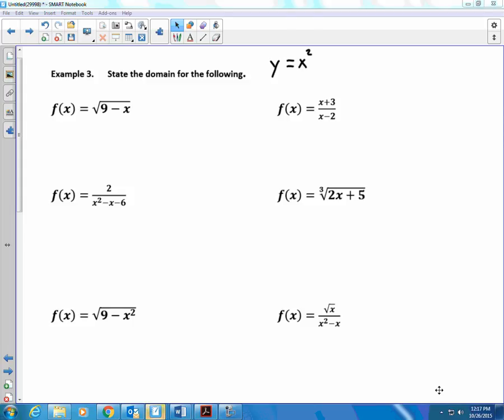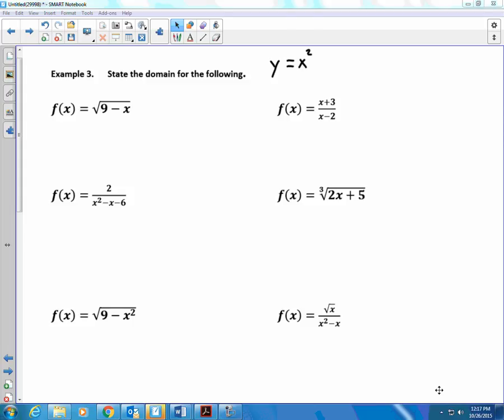No. I mean, you square negative 40, you get 1600. You can square 0, you get 0. You square 1, you get 1. Square negative 2, you get 4. Square 100, you get 10,000, right? So the domain for y equals x squared is all real numbers because you can plug in anything.